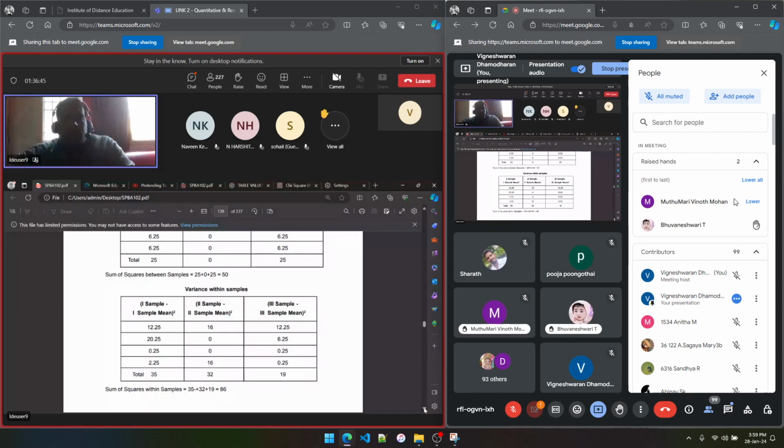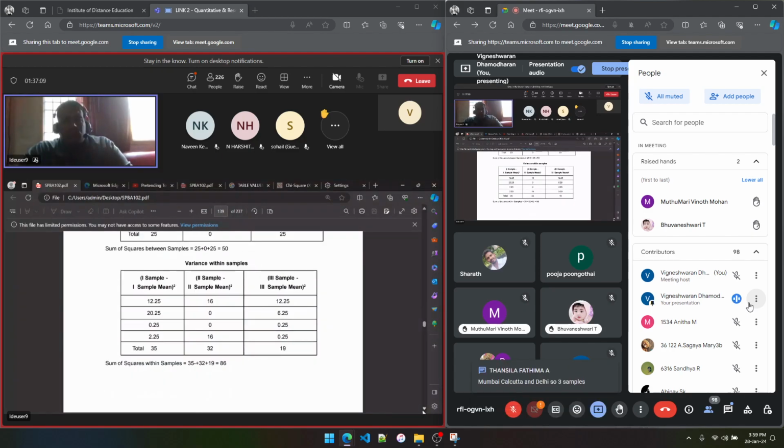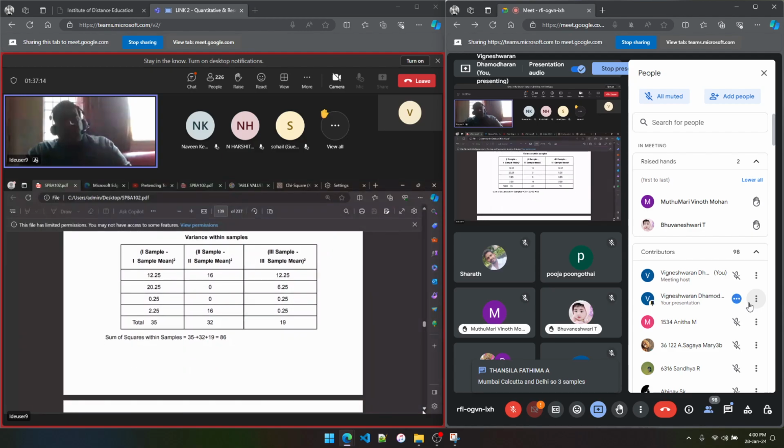See this? Variance within samples. Again, you have to put up the table by subtracting the sample mean from the sample values of the concerned sample. Now, the sum of square within the sample is 35 plus 32 plus 19. Therefore, their total is 86.